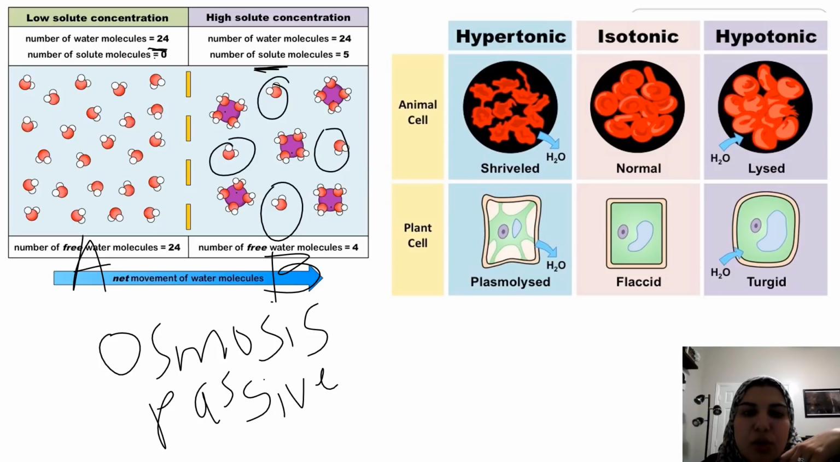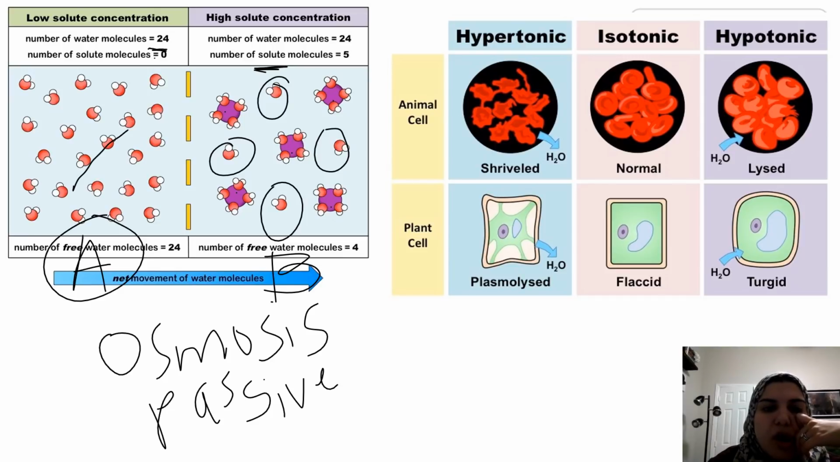Water likes to go where there is less free water. Because in picture A, there's so much free water, it's bumping into itself. It doesn't like that. It wants to go where there's less free water. So water will move from high water to low water.